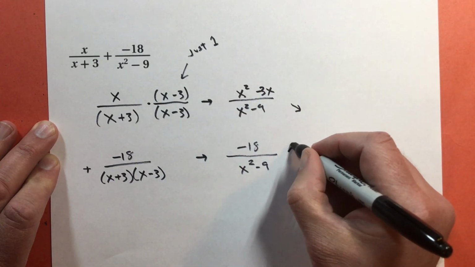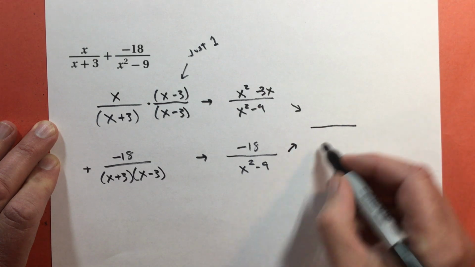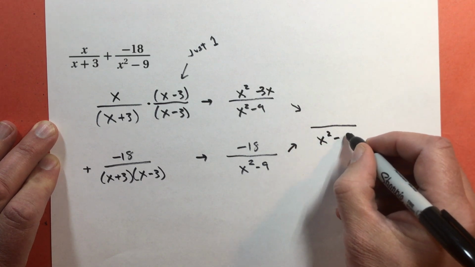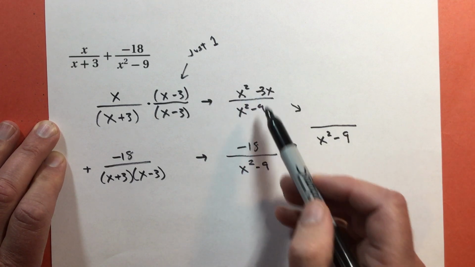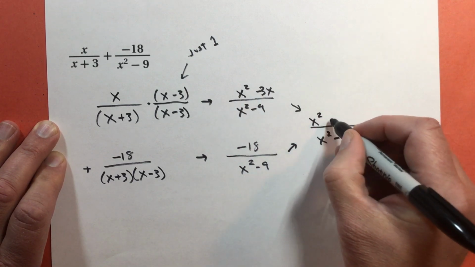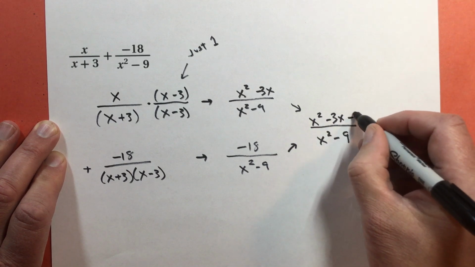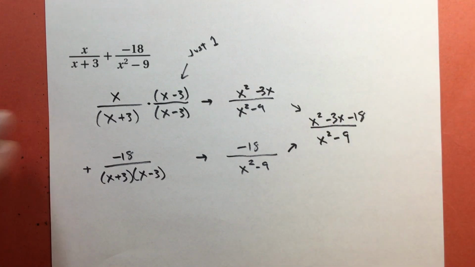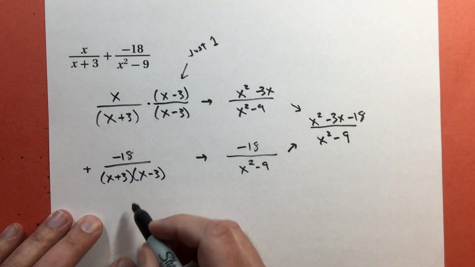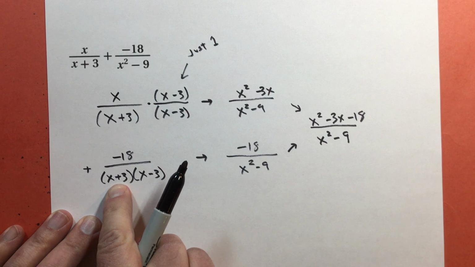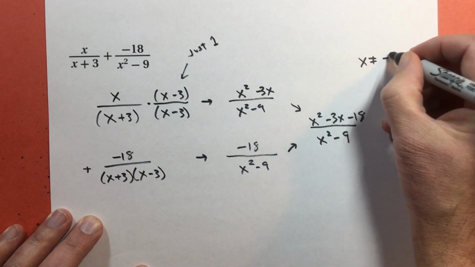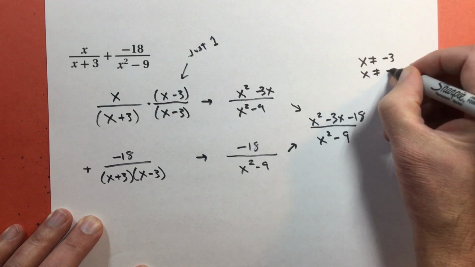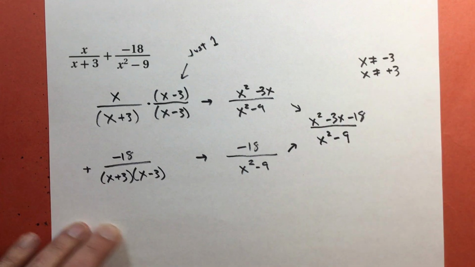And then I'm going to add them. I still have my common denominator, x squared minus 9. I have x squared minus 3x minus 18. Oh, and I should say this too. I've got x plus 3 and x minus 3. That means x cannot equal negative 3 and x cannot equal positive 3. That's going to make this undefined.